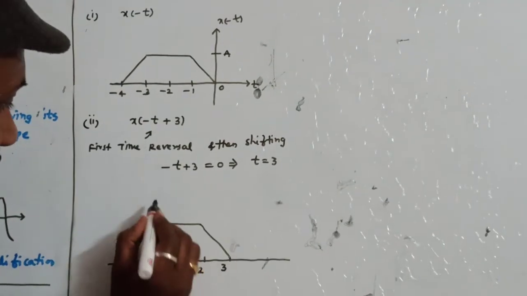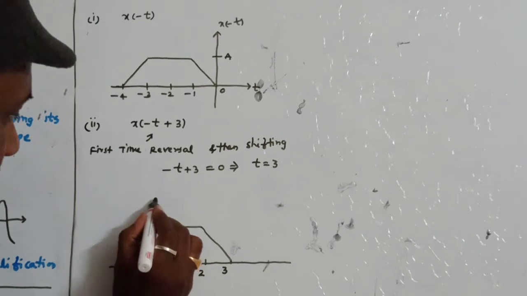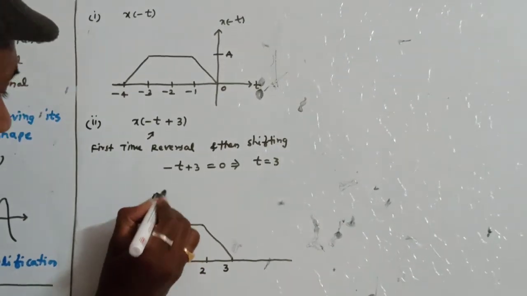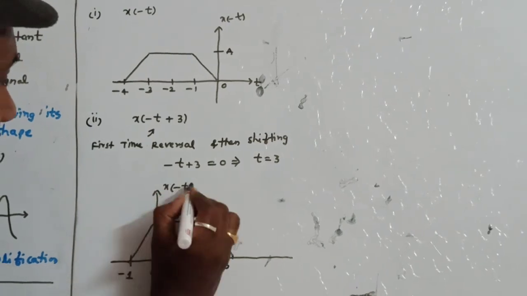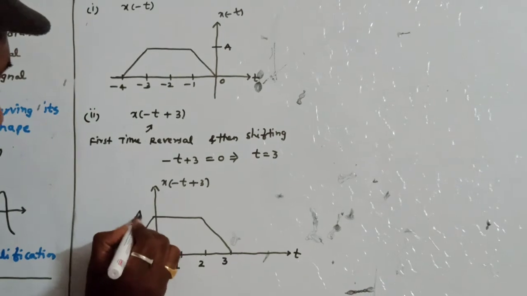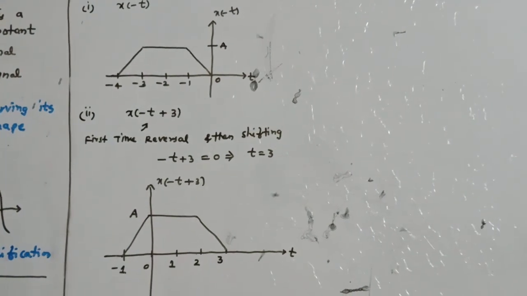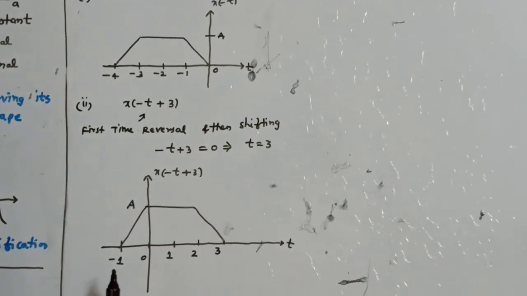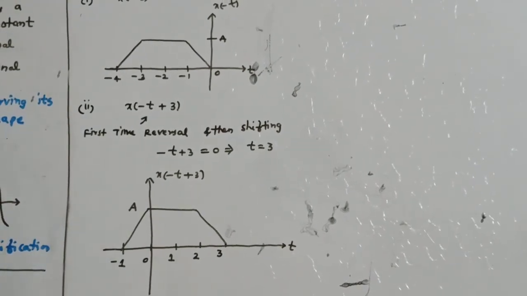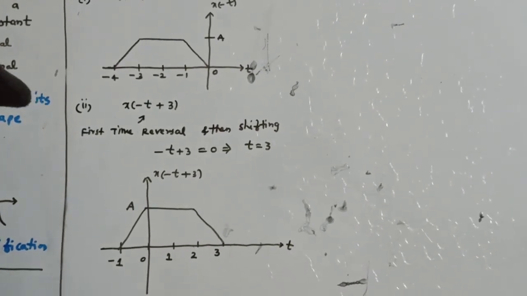Now, where do we have to place the arrow? The arrow we have to place at t is equal to 0. So this is your x of minus t plus 3 graph. This is the time graph. The amplitude of the signal is here. You can see that the same x of minus t is shifted towards the right by 3 units. So let us discuss the last one.